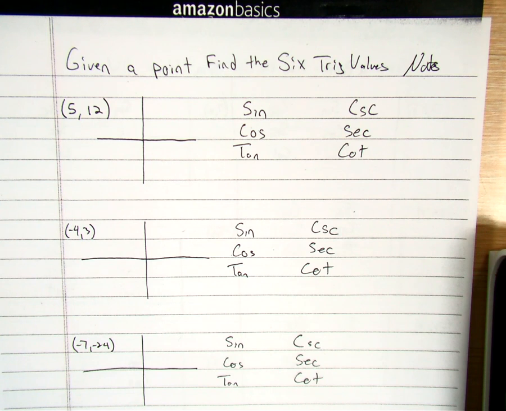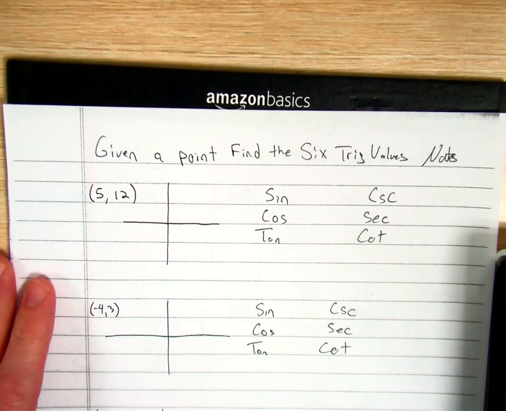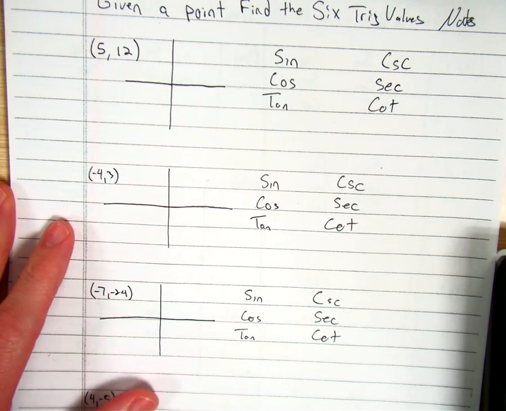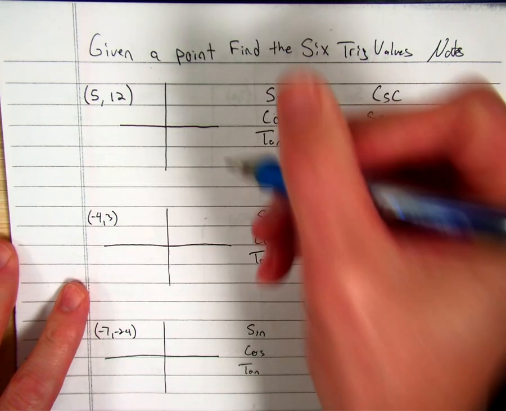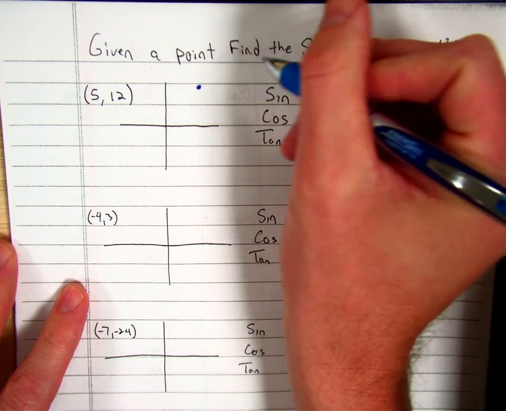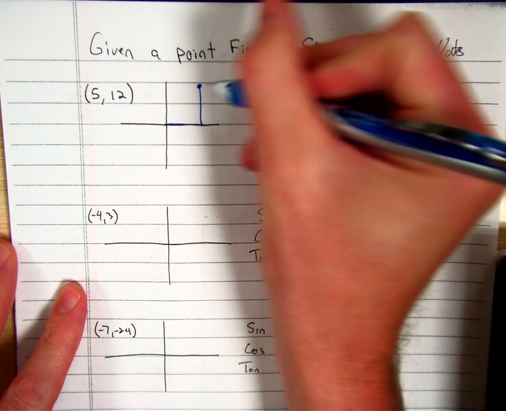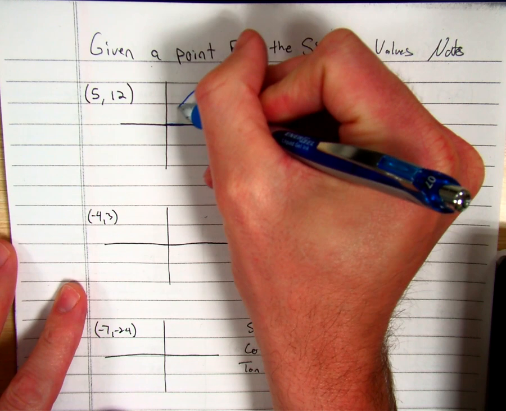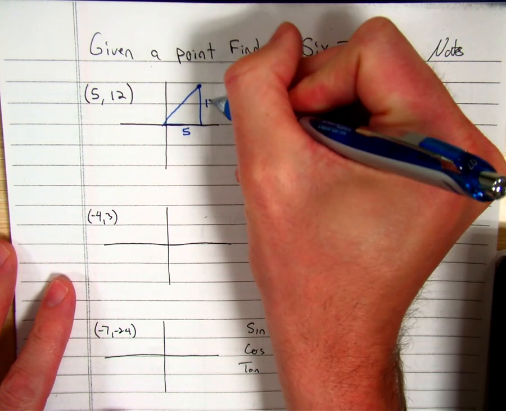Given a point, find the 6 trig values. On a quiz or a test, you might not have the axis drawn for you already. So we got 5, 12. Find the point 5, 12. You'd go over 5 and up 12, and you put your point. I'm going to go over, up, and then to make my triangle, I'm just going to come right back down. So we went over 5 and up 12.